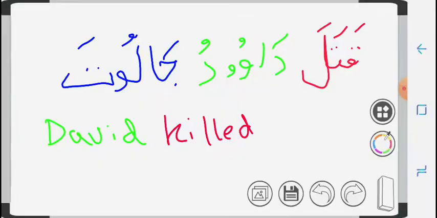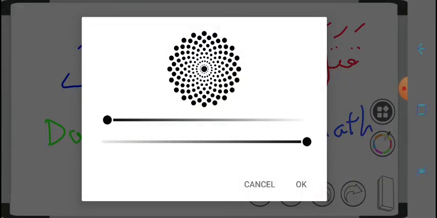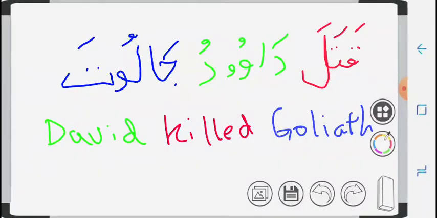David killed Goliath. That is a G, I can assure you. So David killed Goliath. Okay, now a few things here. What's happening here? This word killed, as I explained, this is a verb. I'm going to put V for verb. So in Arabic, it's exactly the same, a verb. So that's where the verb is.